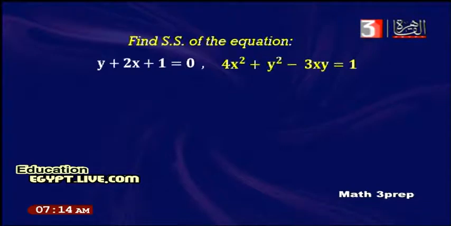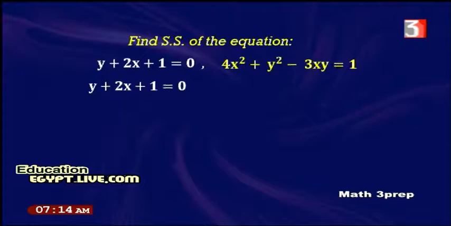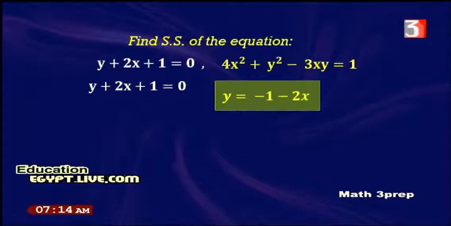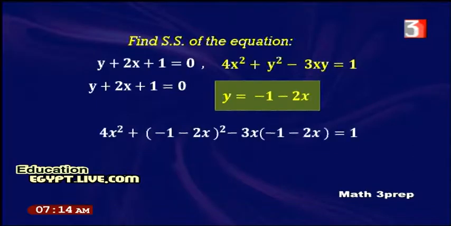Now, look at the coefficients of x and y. Which of them has coefficient 1? It is y. So try to find the value of y. As y plus 2x plus 1 equals 0, then y equals negative 1 minus 2x. By substituting the value of y equals negative 1 minus 2x in the second degree equation, you are going to obtain 4x to the power of 2 plus, instead of y, negative 1 minus 2x all to the power of 2, minus 3x multiplied by y, which is negative 1 minus 2x, equals 1.